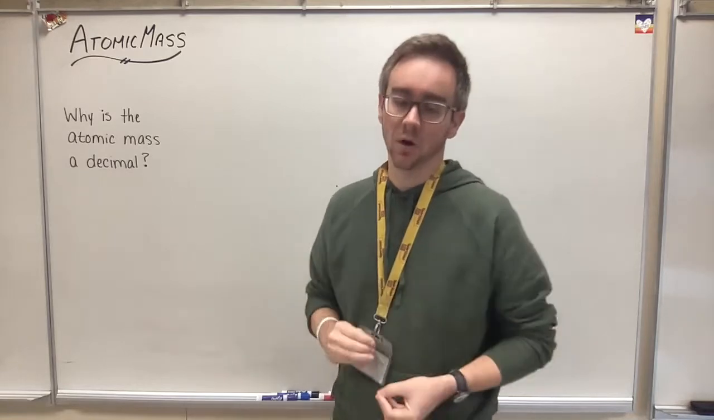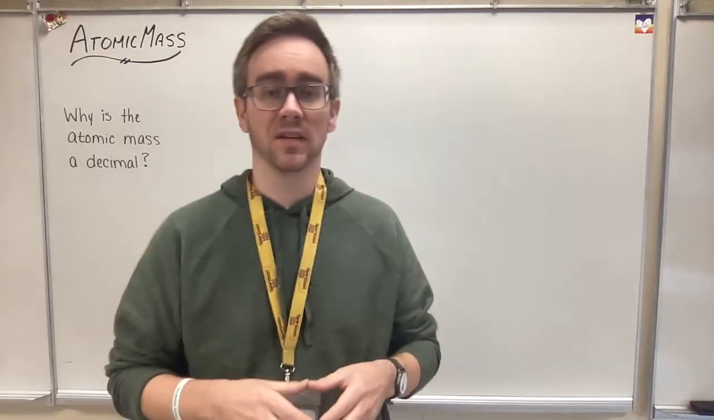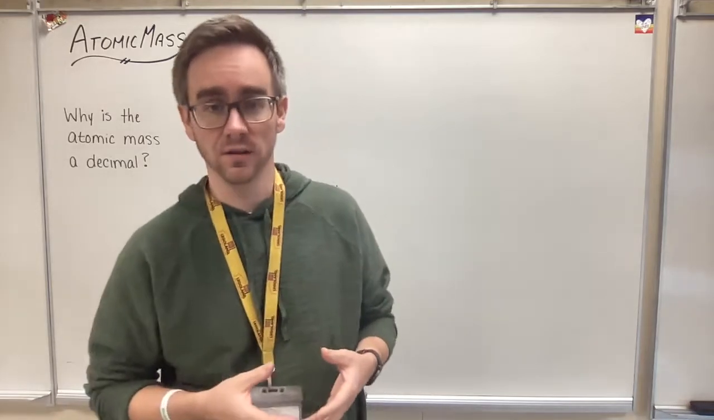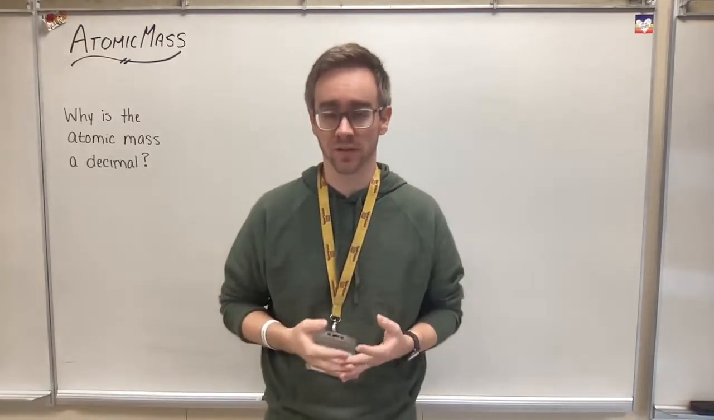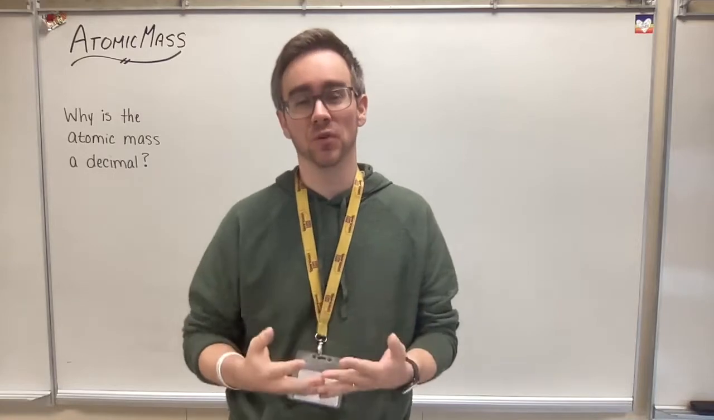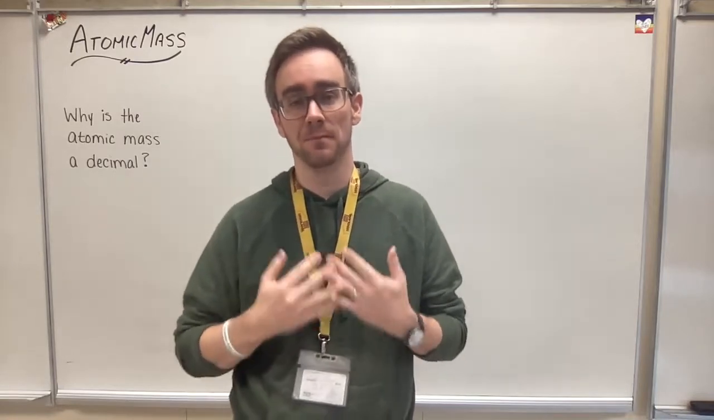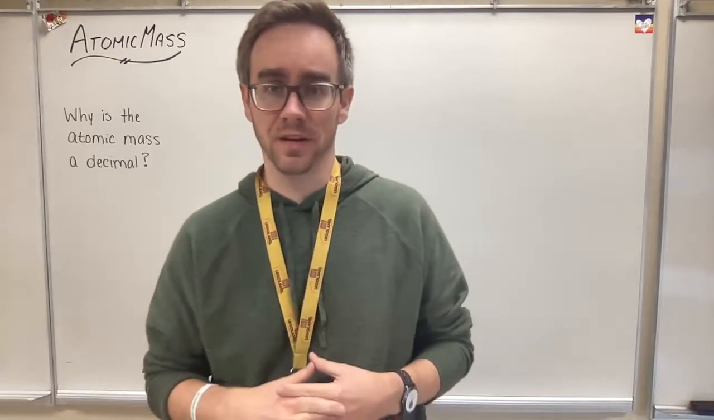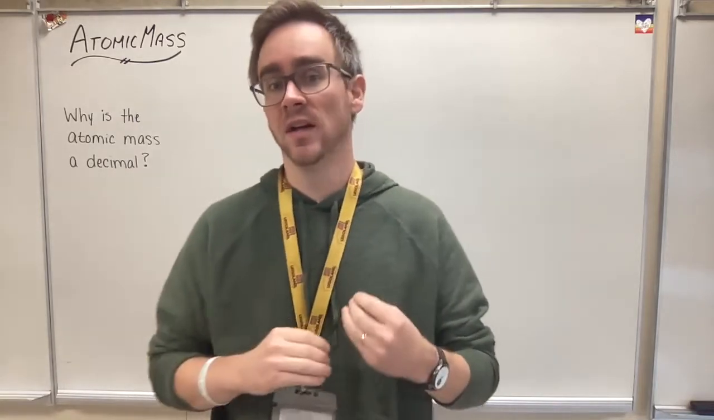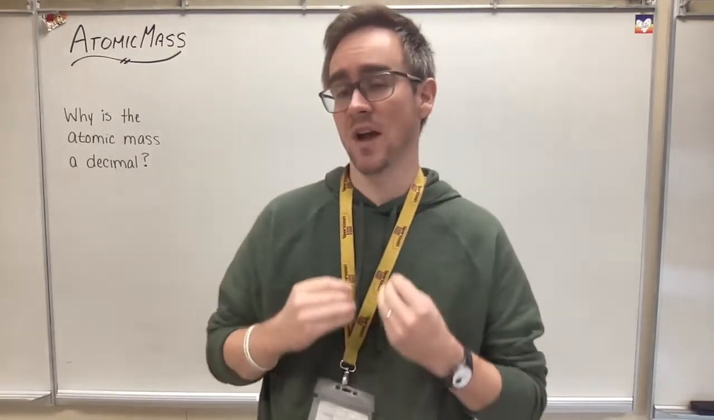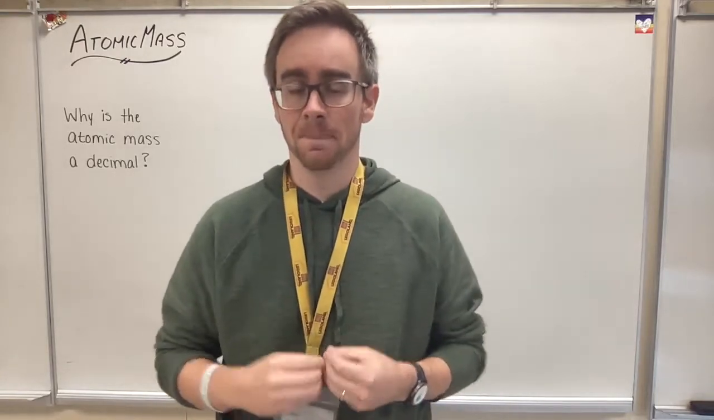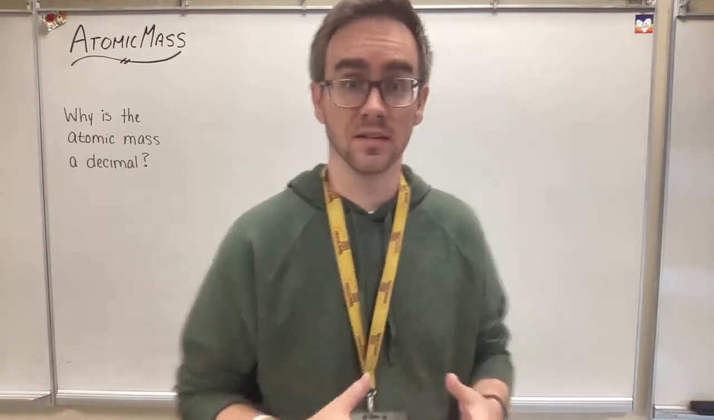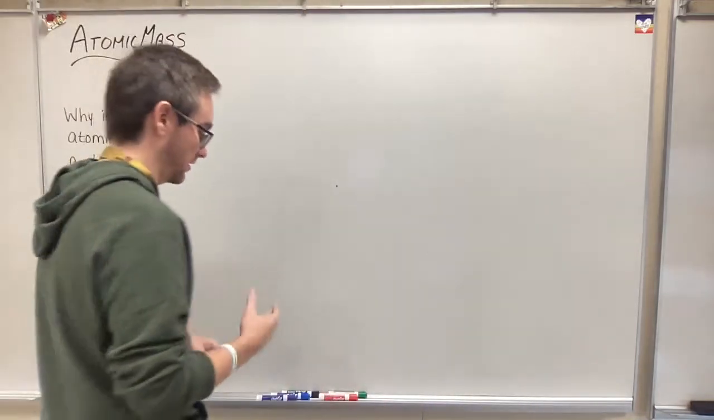A big part of it has to do with the idea that there are isotopes. There is not just one version of each element, or I should say the vast majority of them. There are multiple versions based on different amounts of mass. We're just going to look at an example of one of them and look at why. We'll pick the element boron. Why does boron have a decimal as its atomic mass? It has to do with the idea that there are multiple versions, or different isotopes.